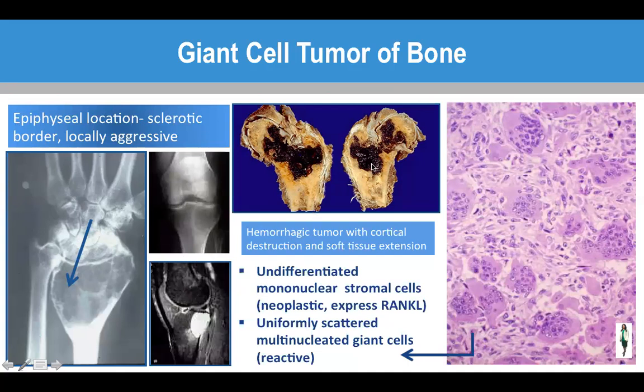So this is the resection of the tumor. It looks hemorrhagic and has hemosiderin-laden macrophages, and they're locally aggressive, so they could break the bone and extend into the soft tissue. Under the microscope, we see numerous multinucleated giant cells and mononuclear cells. It is important to point out those mononuclear cells are the neoplastic cells. They express RANK ligand. And those multinucleated osteoclast-like giant cells are reactive in nature.